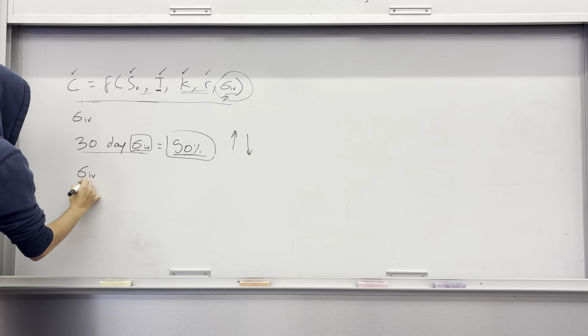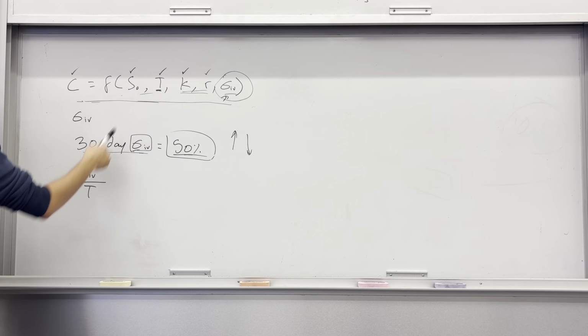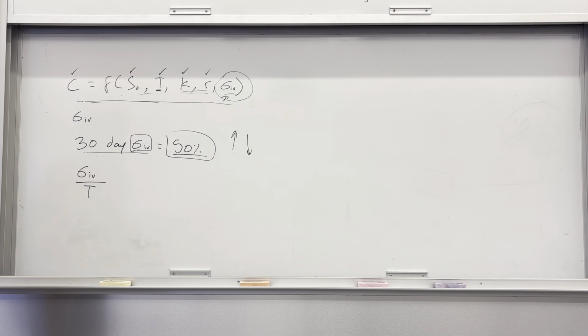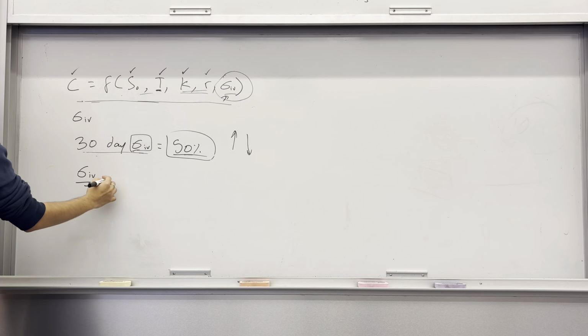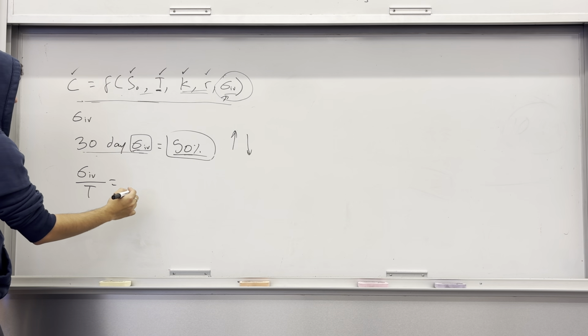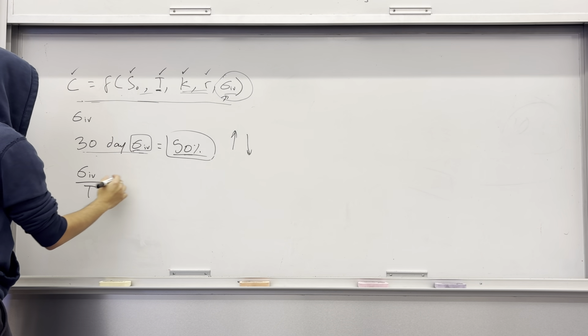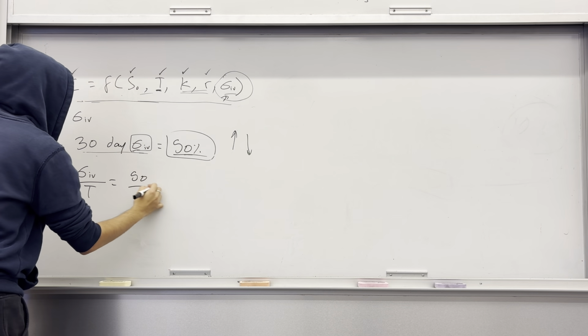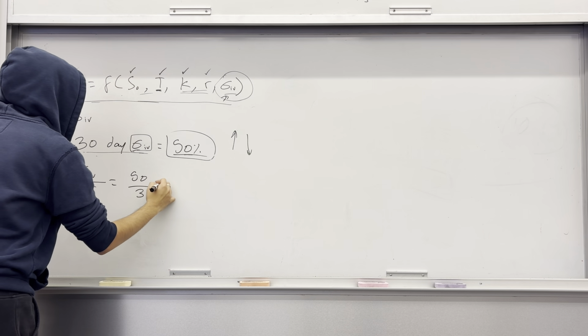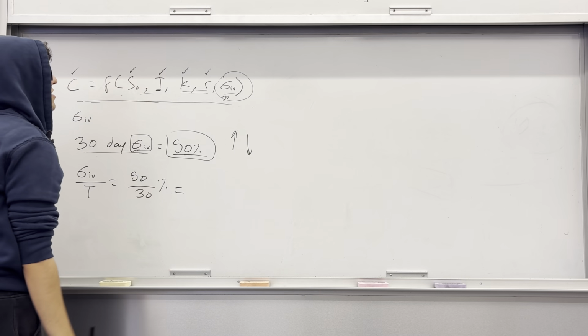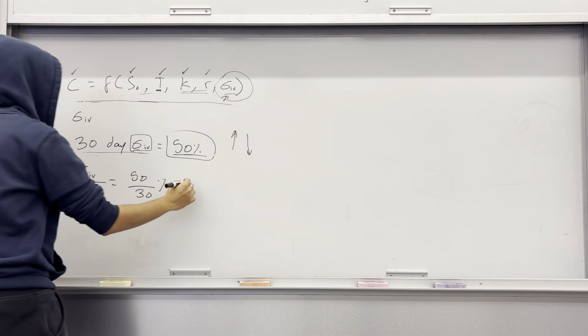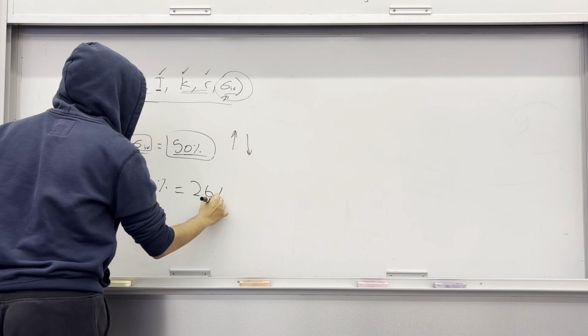If we take the volatility and divide it by the time of the strike price, or the option, we get, let's just say this was 30. 50 divided by 30 is 2.6.